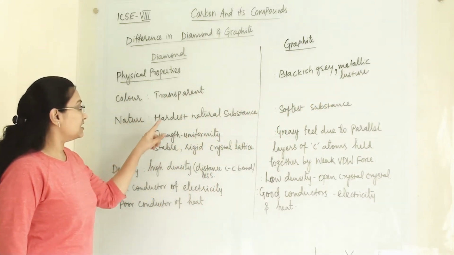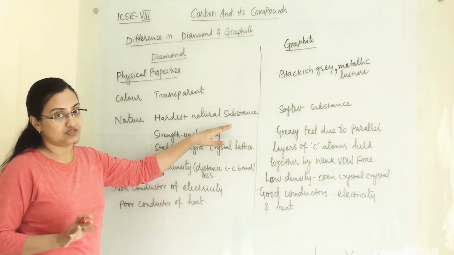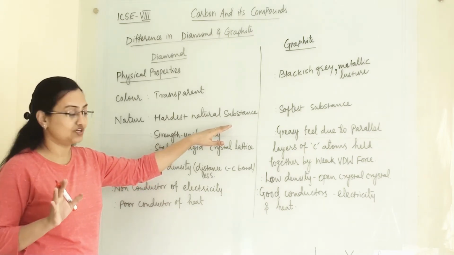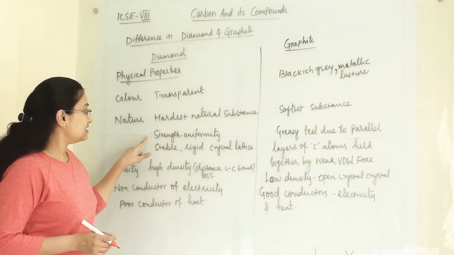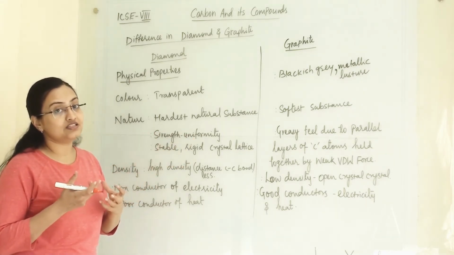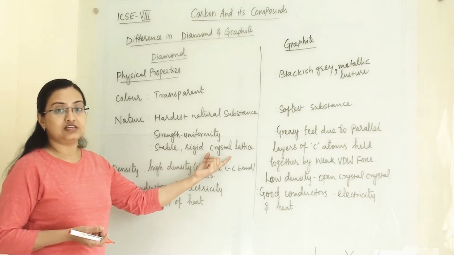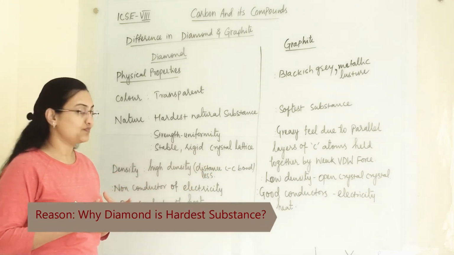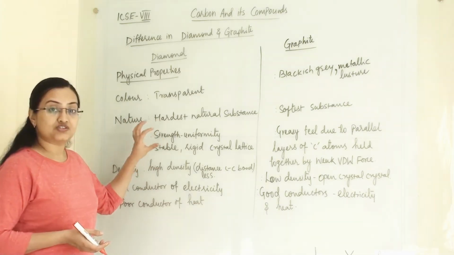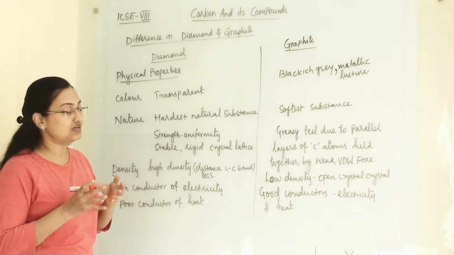Now nature: diamond is the hardest natural substance known to us. It is the hardest form of natural substance. Its strength and uniformity lie in its structure. It is a stable and rigid crystal lattice. It is very hard. And why is it very hard? Because its strength lies in the uniformity of arrangement of carbon atoms.